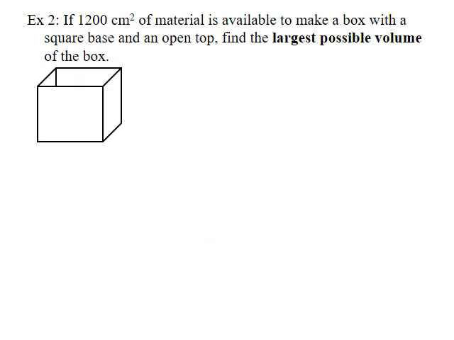All right, so let's look at another one. In this case, if 1,200 squared centimeters of material is available to make a box with a square base and an open top, find the largest possible volume of this box. So essentially, I'm going to add some dotted lines so we can see the inside of the box for visualization. You have this box that has an open top, and you can only use 1,200 squared centimeters of material. What is the largest possible volume of this box?